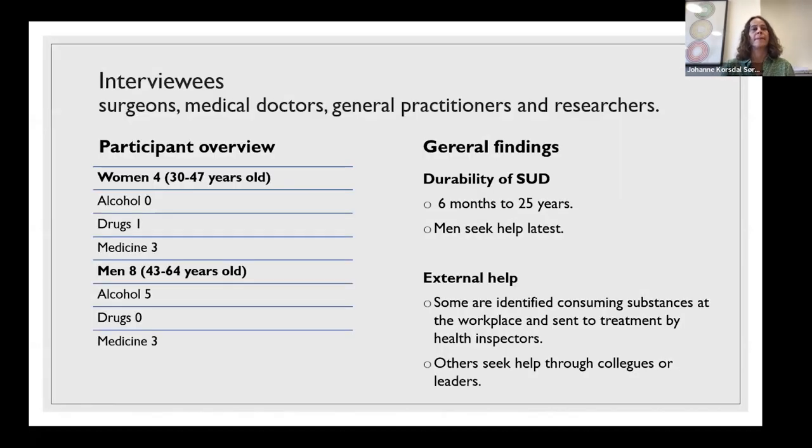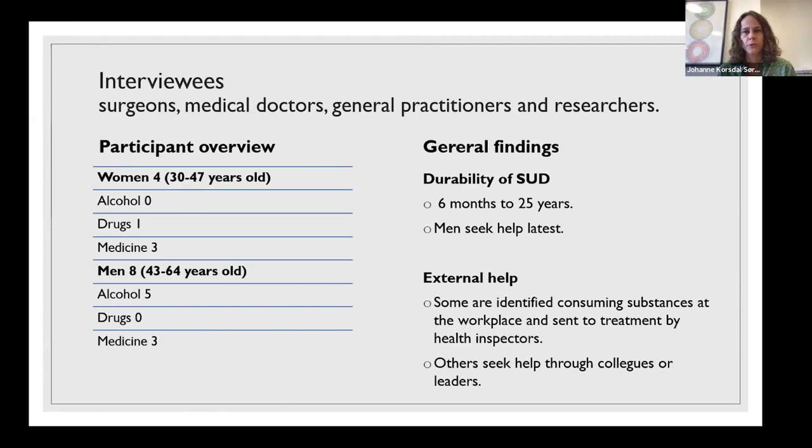So the interviewees were surgeons, medical doctors, general practitioners, and researchers. And a short overview to you: four of the participants were women, and one of them was a drug user, one was a medicine user, and none were alcohol users, actually. Eight were men in the study, and five of these were alcohol users, and no drug users, and three were medicine users. And actually, this fits quite well with the quantitative data. It's often women who use more medicine and other drugs, and men who are a little more likely to use alcohol.